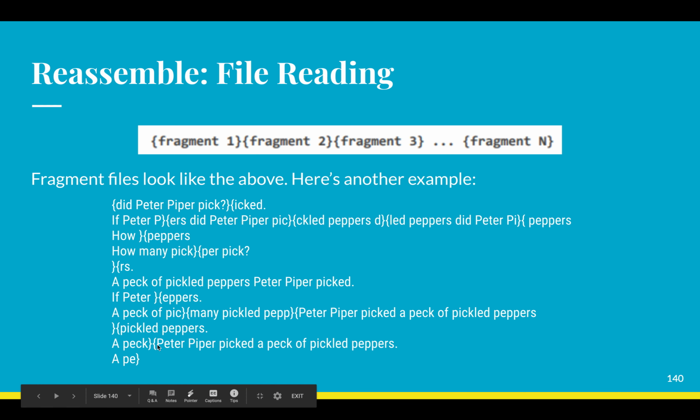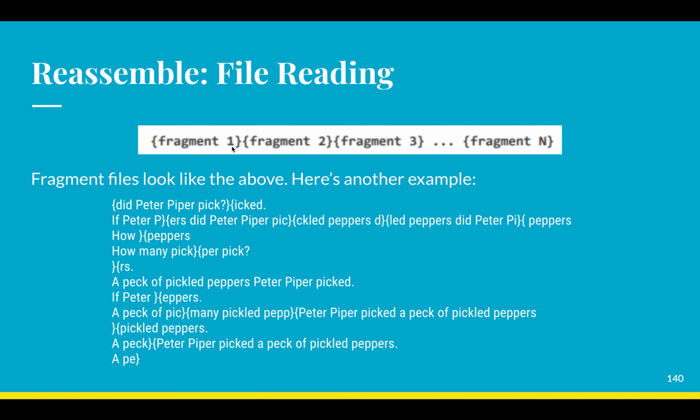Here's another example. Again, each fragment is separated by these squiggly brace characters, and the text in each fragment can have any character except for squiggly braces. So you could have new lines within each fragment, and that would be fine.